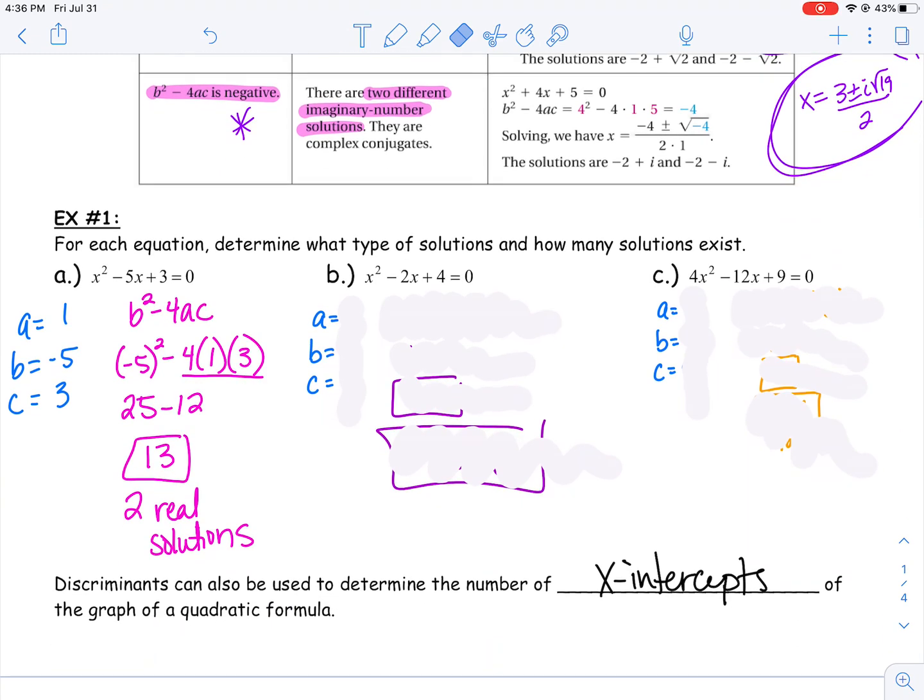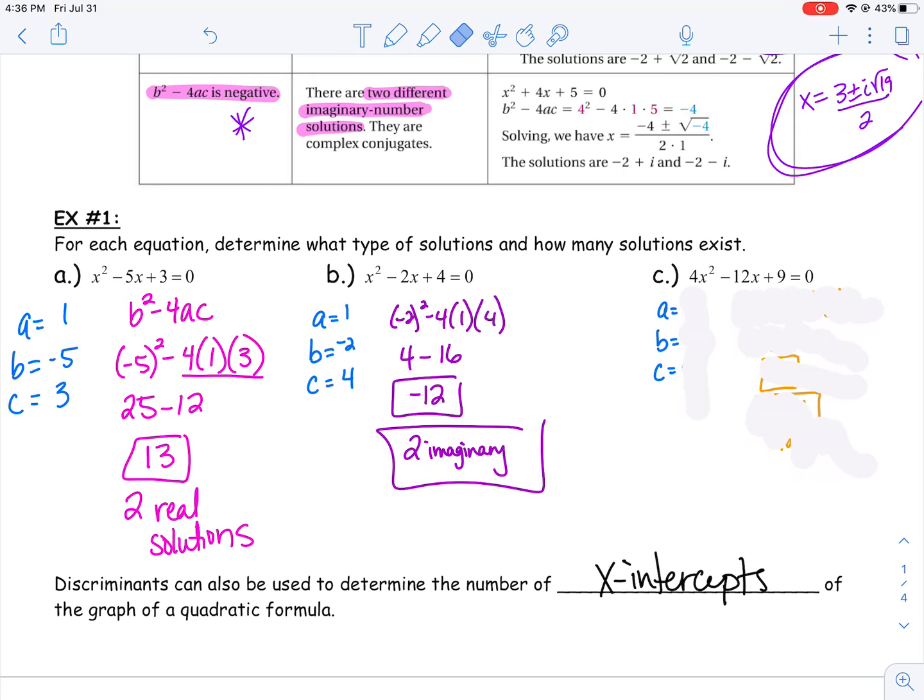All right, what about b? Let's pick out our a, our b, and our c on this one. Our a is 1, our b is negative 2, and our c is 4. Let's figure out how many solutions we're going to have here. If I plug it into my discriminant, I have negative 2 squared minus 4 times 1 times 4. When I simplify, I have 4 minus 16, which is a negative 12. So my discriminant value is negative 12. That's going to be the number underneath my radical if I did the quadratic formula. Now what happens if you have a negative underneath your radical? Now we have imaginary solutions, right? There's still two solutions, but they're two imaginary solutions.